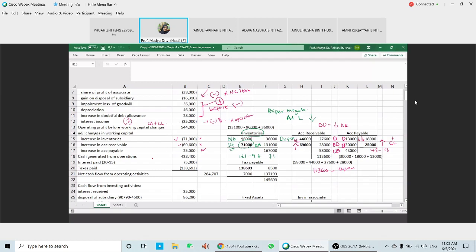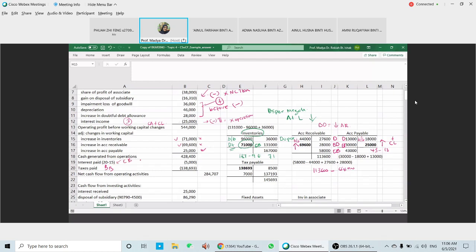So we have cash generated from operations of 544, minus these two figures and then plus this 25. So you're going to have this figure, and then we need to have interest paid here. The interest paid is the difference between the beginning balance and the ending balance, because we don't have any information related to the interest here. Sorry, 20 here is the beginning balance, and then 15 here is the ending balance.